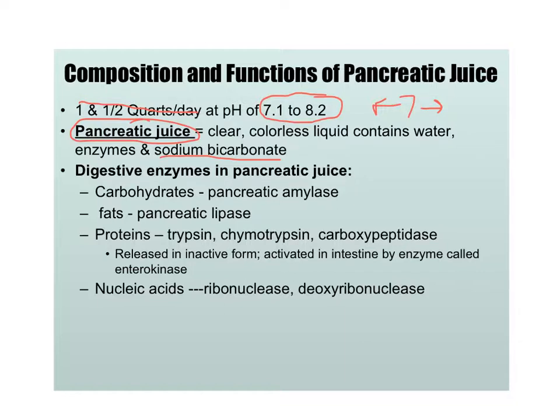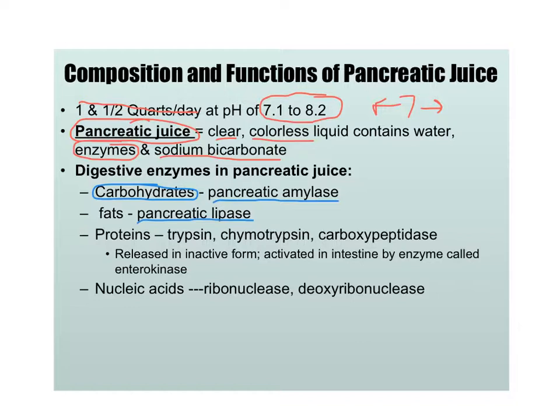Now, you're not going to need to know that it's clear, or colorless. You will need to know that it does contain enzymes. That's extremely important. And here are some of the enzymes it secretes. For carbohydrates, in the mouth we had salivary amylase, which is in your saliva, but in the small intestines, the pancreas secretes pancreatic amylase, which breaks down carbohydrates into sugars. It also has pancreatic lipase, and lipids are fats, so that breaks down fats.